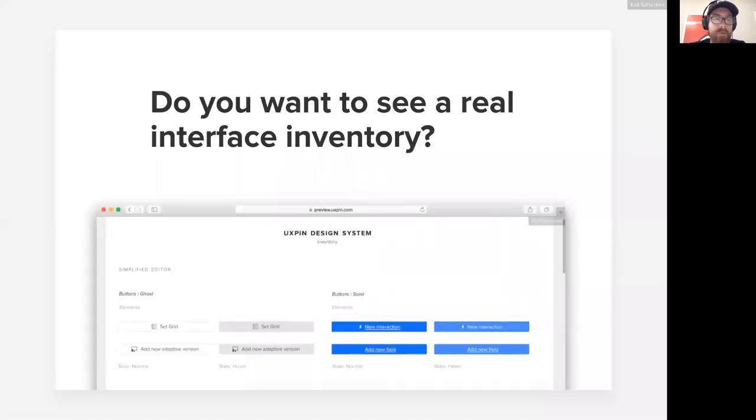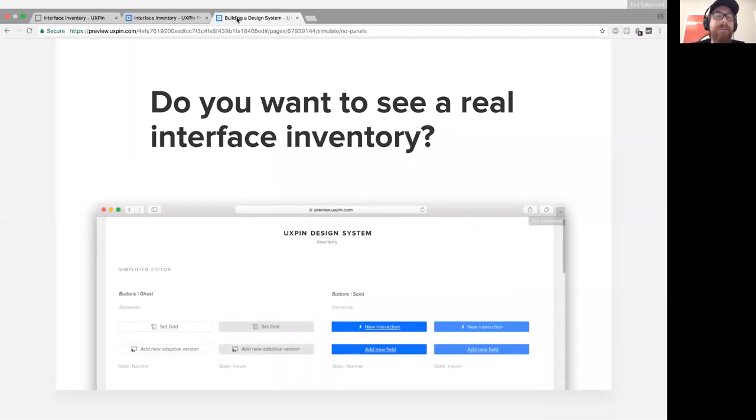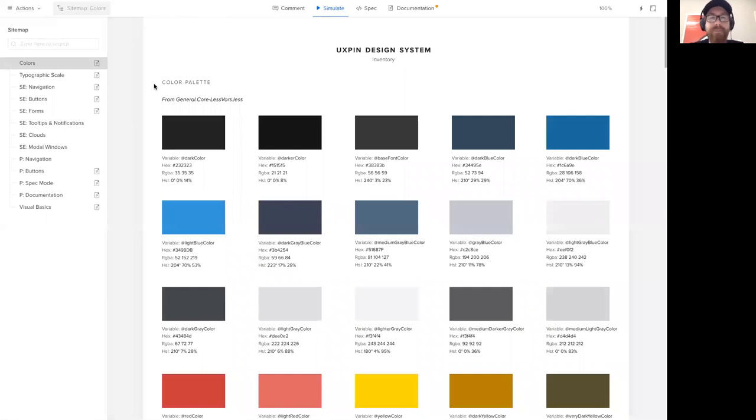Okay, so I'm talking a lot, but let me show you something. Do you guys want to see a real interface inventory? I can't really see your faces, unfortunately, so I'm hoping that you're nodding, because I have a real interface inventory right here for you. Okay. So hopefully this is what you want to see.